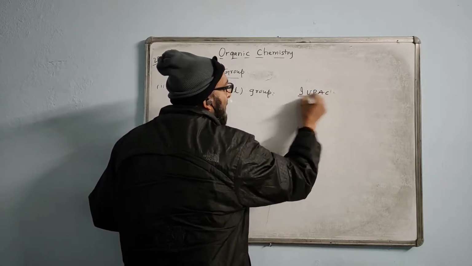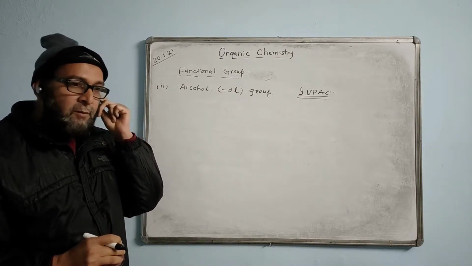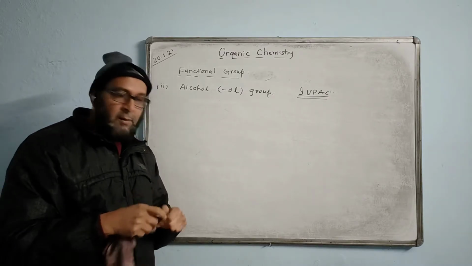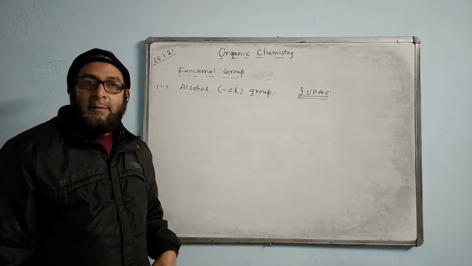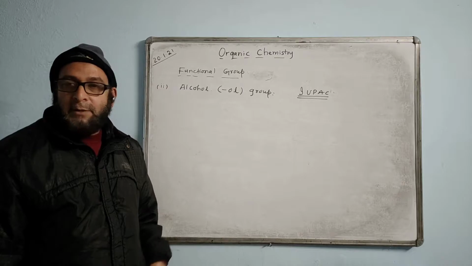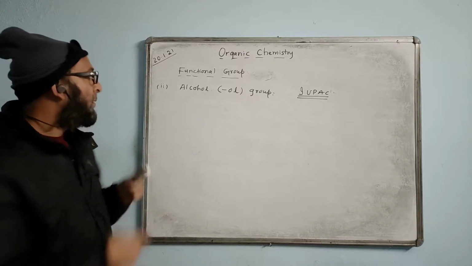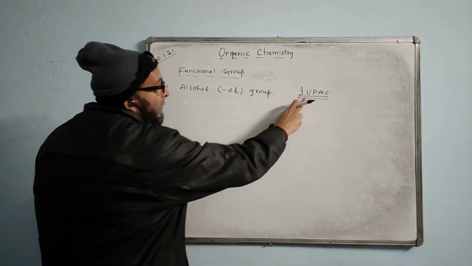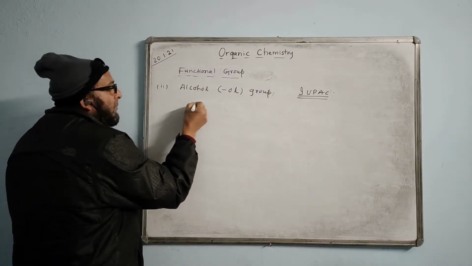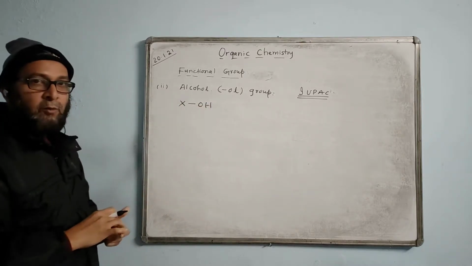Did I give you the full form of IUPAC? What is the full form of it? International Union of Pure and Applied Chemistry. Now, in the IUPAC system, alcohol is called ol. The formula of the alcohol group is XOH.